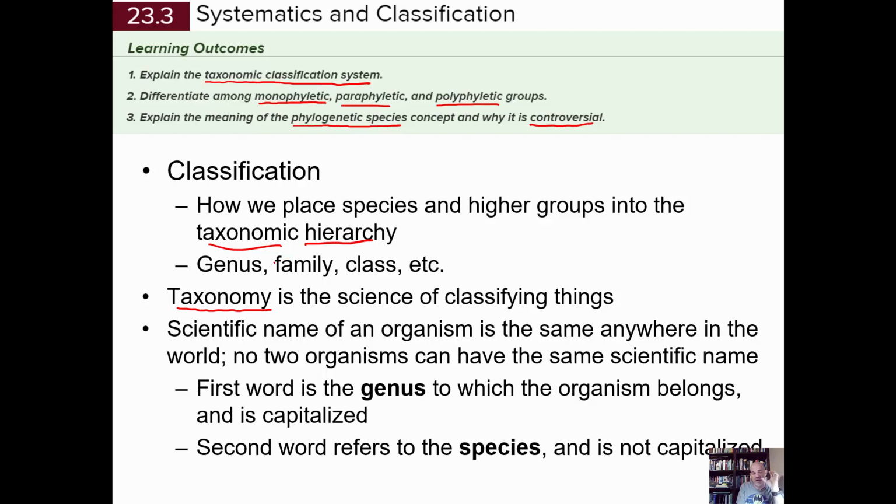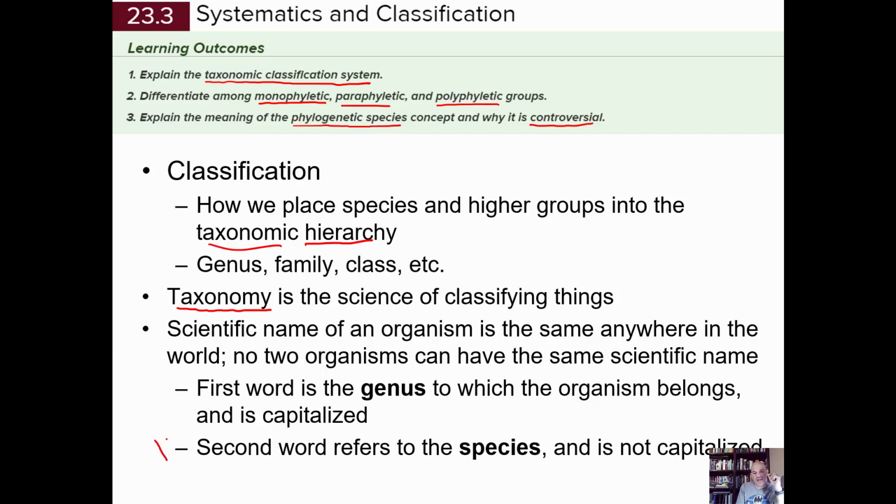Okay, so in some ways, this classification scheme may at times reflect their phylogenies, and other times it doesn't. And that's where we have to make the connections between that. All organisms, once they are discovered and described, are going to be given a scientific name.